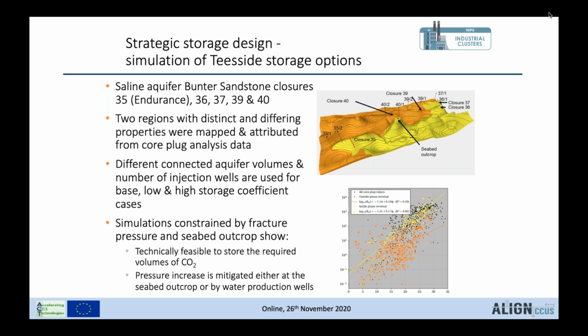The simulations were constrained by fracture pressure and including the seabed outcrop, and they show that it is technically feasible to store the required volumes of CO2. That the pressure increase due to injection is mitigated either by dissipation of pressure at the seabed outcrop, or if the outcrop is close to brine flow, by water production wells. Could we go to the next slide, please?